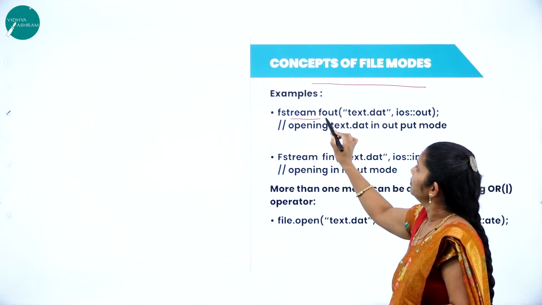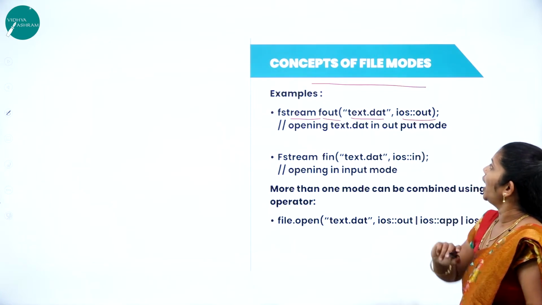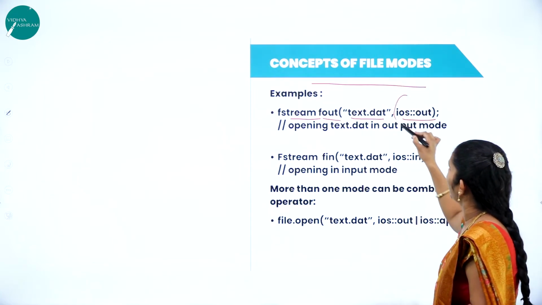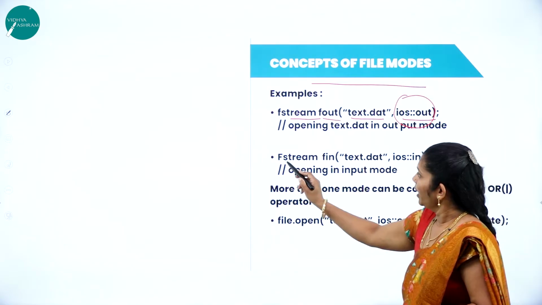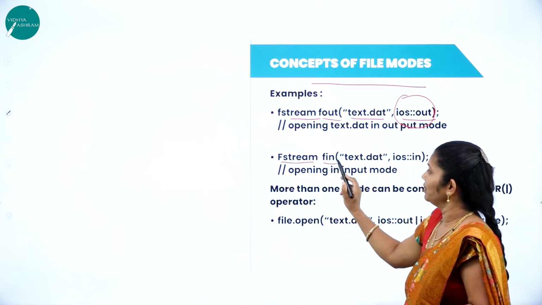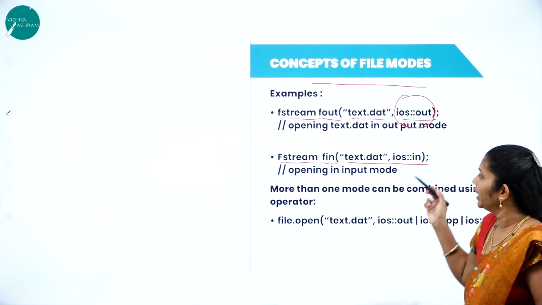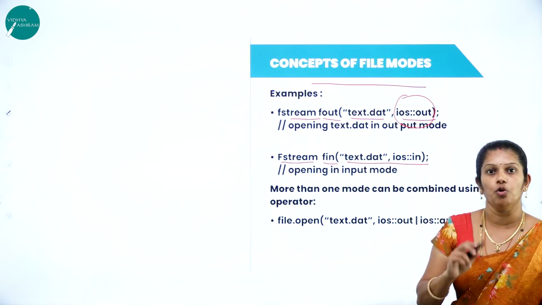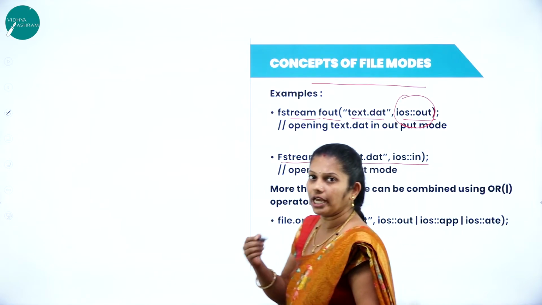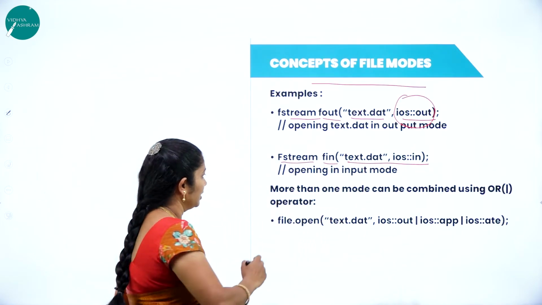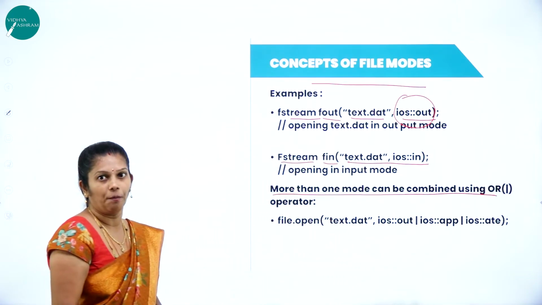fstream, fout, text.dat, ios::out. That means here I am writing the file mode for output purpose. If I am going to write fstream, fin is the object, here text file, ios::in. Here we are opening the file for input mode, for input purpose. If I want, I am able to combine more than one mode in the same one. That is, more than one mode can be combined by using the OR operator.